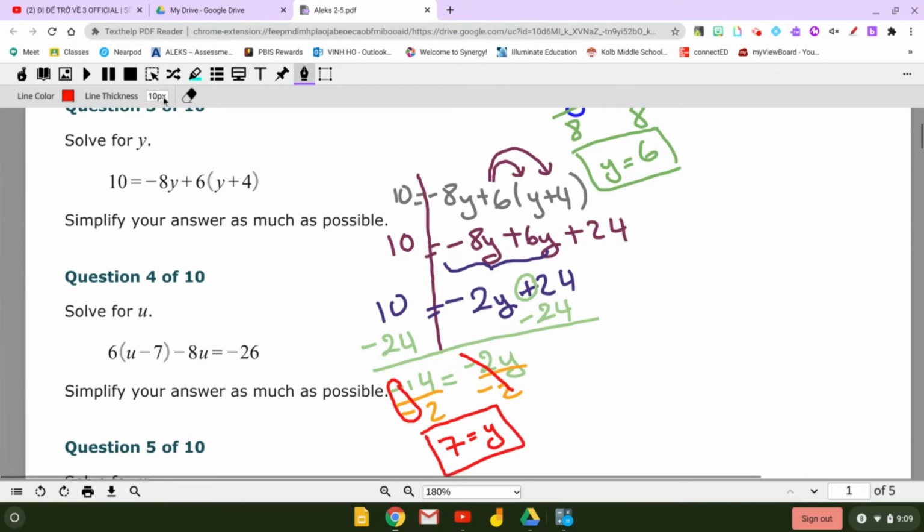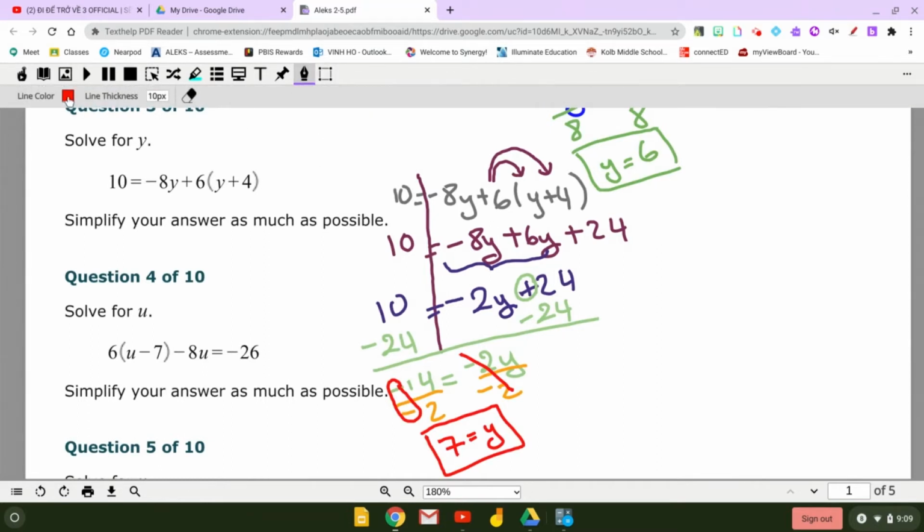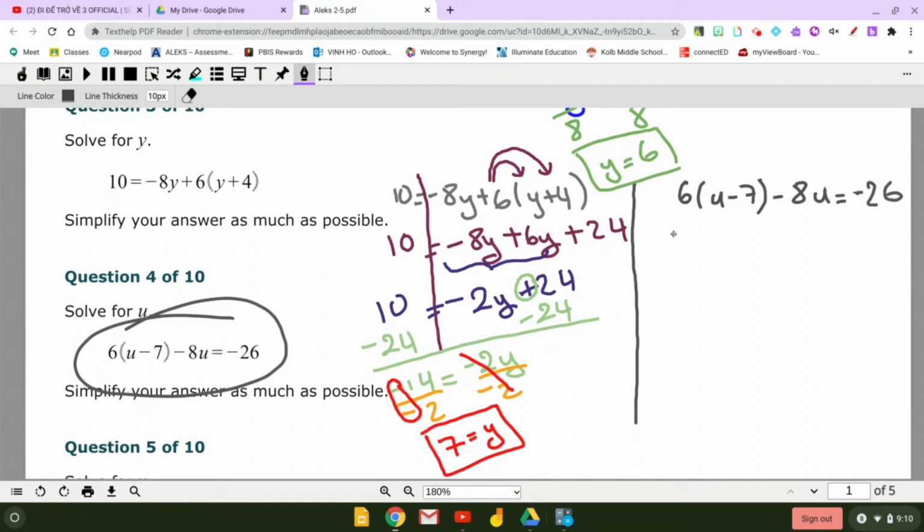All right, problem 4. Problem 4. I want to keep problem 3 right there just in case you need to copy it down. So I'm going to write problem 4 all the way on the left side, on my right side, sorry. All right, we're going to draw the line. We have 6 times u minus 7 minus 8u equal to -26. This is the equation that I'm writing right now.